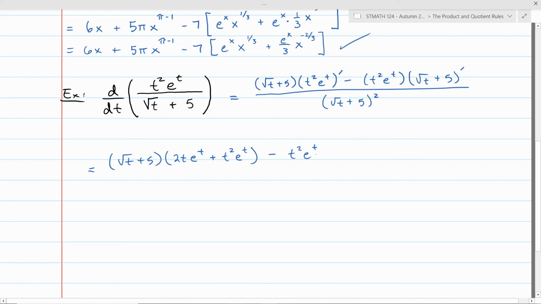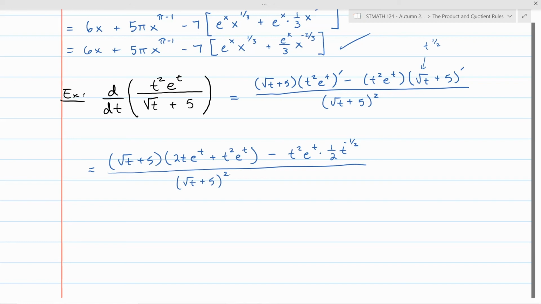And then I need to multiply times the derivative of square root of t plus 5. Well, I'm just going to remember that square root of t is t to the 1/2. And so when I take the derivative of that term, I'm going to get 1/2 t to the negative 1/2. And then the derivative of 5 is just 0, so that's all I get for that derivative. And then all that will be divided by, well, just what we had there, square root of t plus 5, quantity squared. And again, this looks a bit messy, and maybe we could simplify it up a little bit, but I'm not going to bother with that. I just wanted to show you how the rule works.